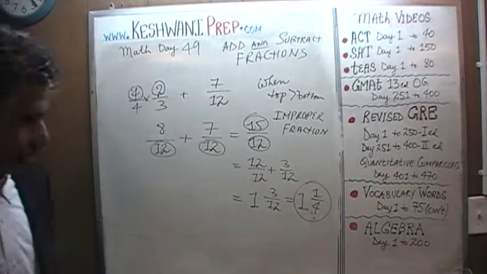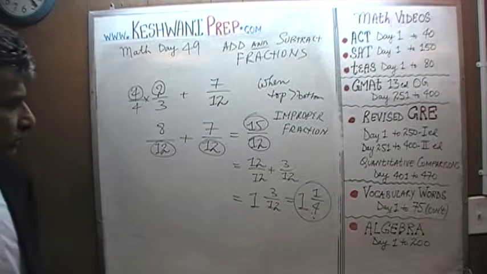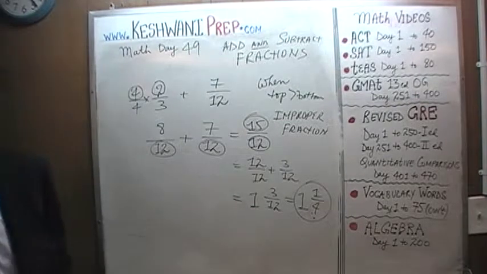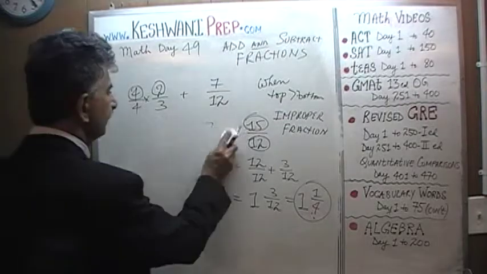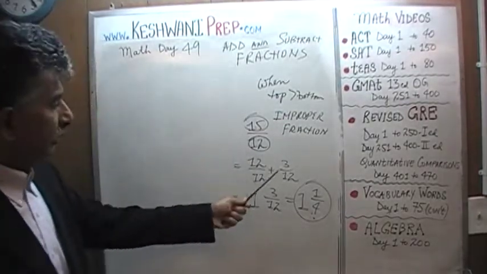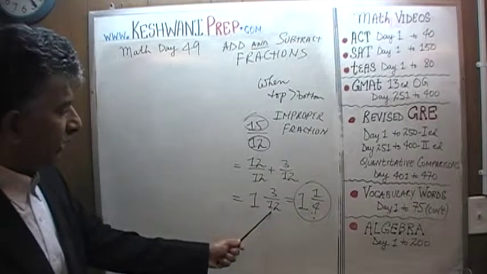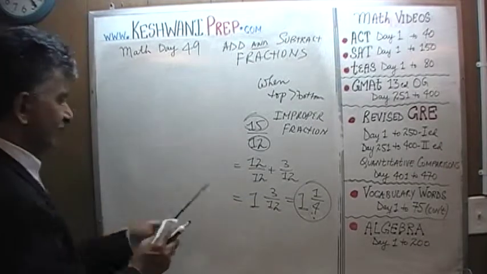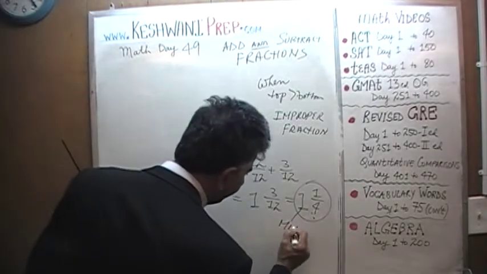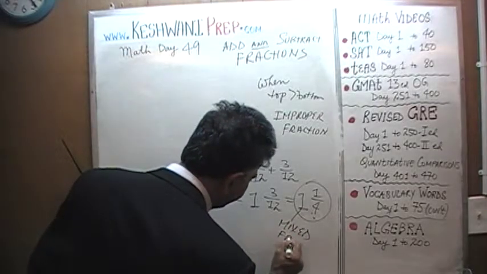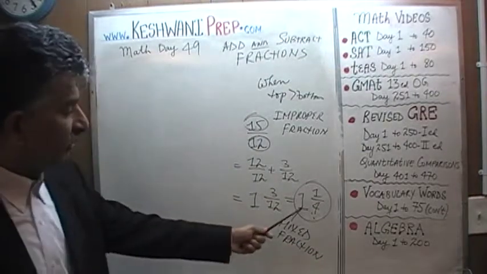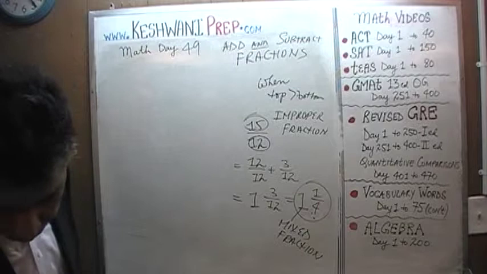We couldn't have just left it like that, 1 and 3 twelfths. We have to go all the way there. That's the simplest form. This is called a mixed fraction, because it has a mixture of a whole number and a fraction.